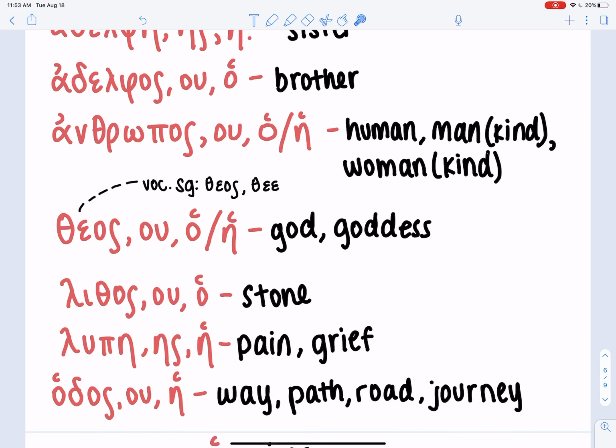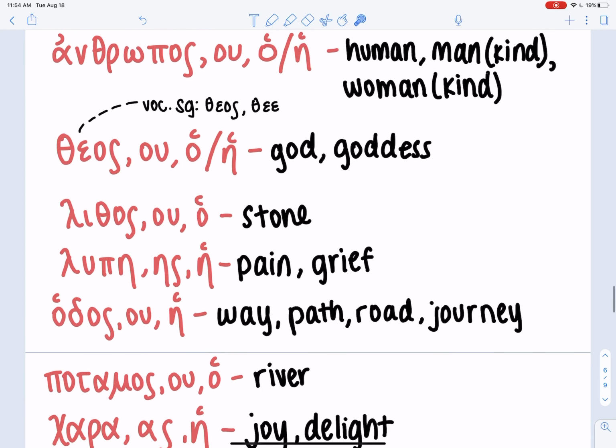Okay, so then we have anthropos, and this can be ho or he, so it can be either masculine or feminine, depending on how it's being used in a sentence. In general, it means human, but in masculine, it technically means man or mankind, and as feminine, it means woman or womankind. And again, we're going to determine whether this is being used as masculine or feminine based on the article that appears with it in whatever sentence we're doing.